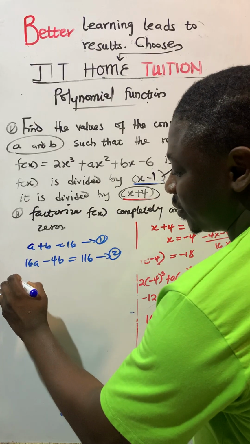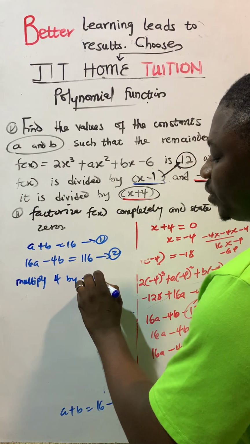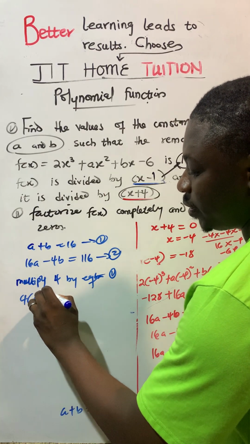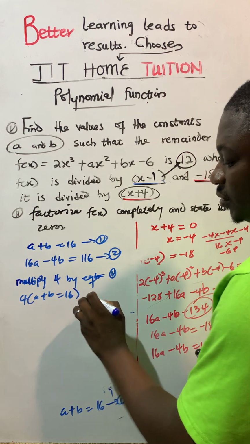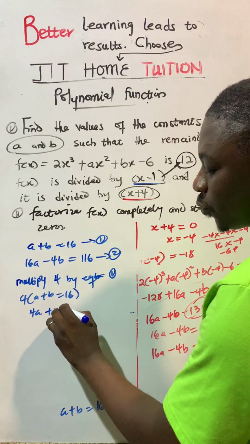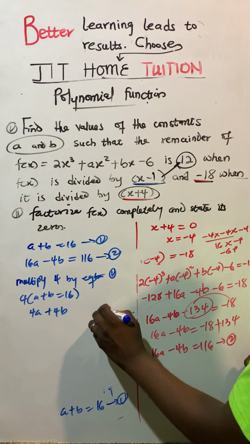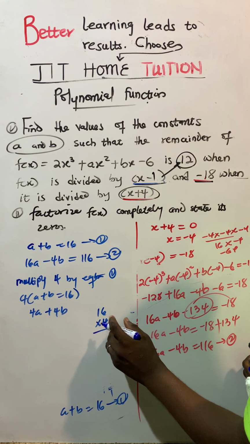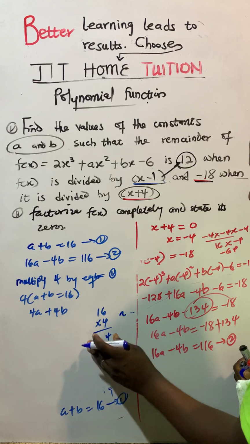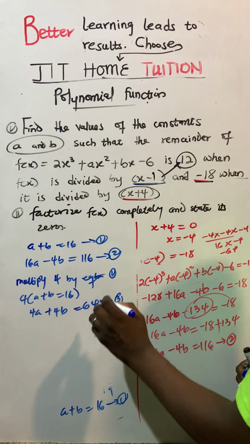So what I'm going to do is multiply equation 1 by 4. So we have 4 multiplying a plus b equal to 16. Now 4 times this will give you 4a. 4 times this will give you plus 4b. 4 times this, which is 16 times 4, will give you 64. I wanted to be sure. So you have 64. You label this as equation 3.